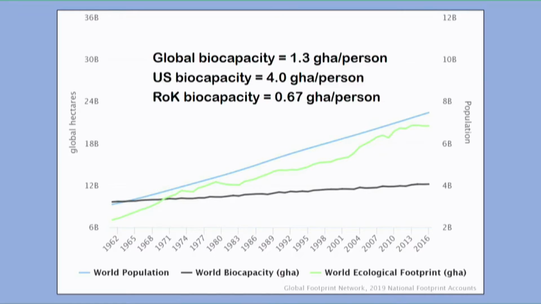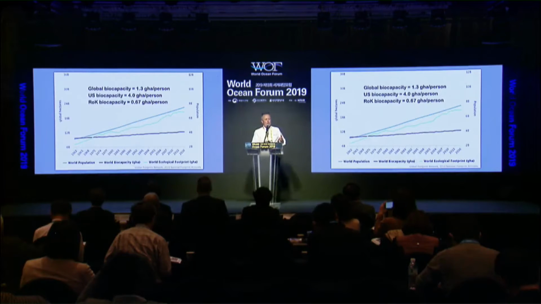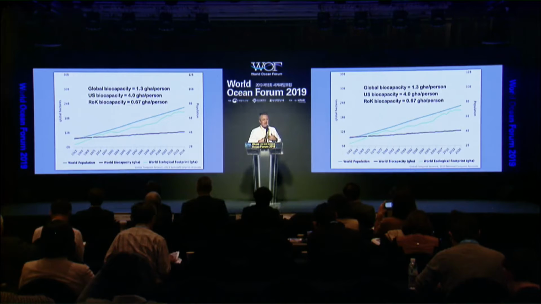So when we look at our global capacity, okay, we use a term global hectares, right? And so our global biocapacity per person is 1.3 global hectares per person. In the U.S., we're using 4 global hectares. Korea, you're using about 0.7. Okay, so as we can see, that blue line, our world population is increasing, right? And our footprint is increasing, and we're well above our biocapacity level. And we have been, like I've stated in the previous slide, for over 40 years.